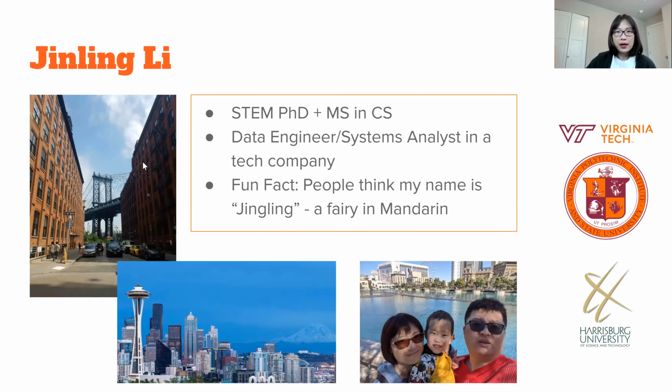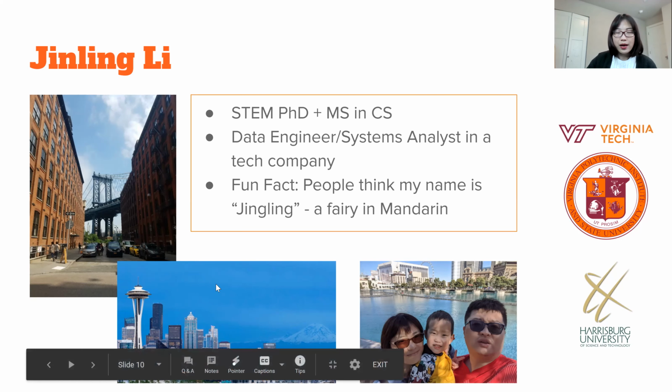My name is Jinling Li, and I am a STEM PhD from Virginia Tech. I have another master's degree in computer science. Previously, I was a research analyst at investment banks and a hedge fund. Then I joined a tech company to do some data engineering work. Now I am living in Seattle with my family.